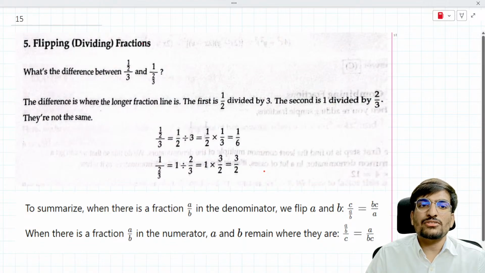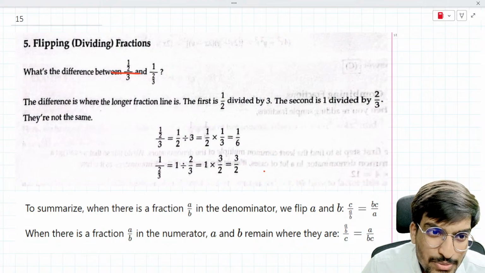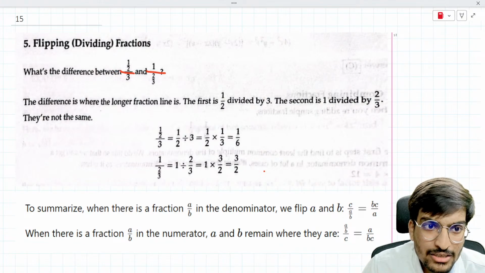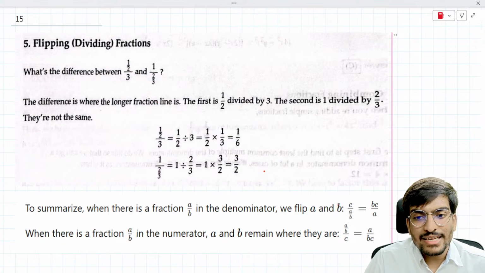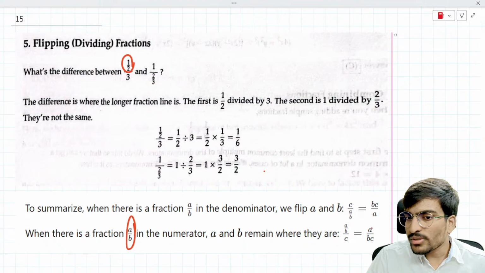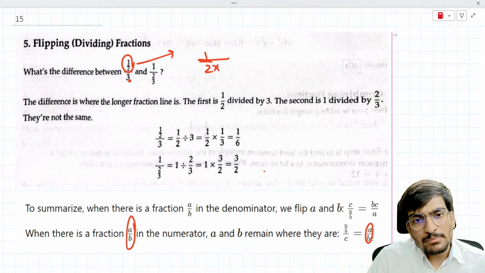Flipping fractions. How do you flip? You see here, consider this bigger line as the main division, and here this is the main division. 1 by 2 is in the top. If a by b is in the numerator, then don't change anything. A by b will be a by b, this 1 by 2 will be the same, but this 3 gets multiplied by 3.